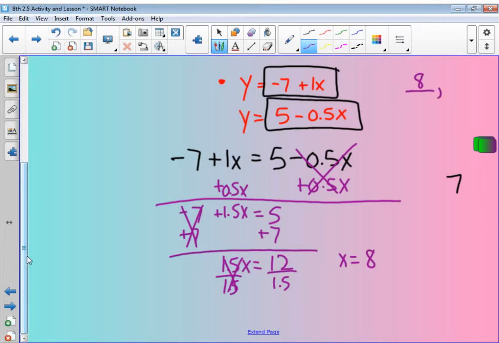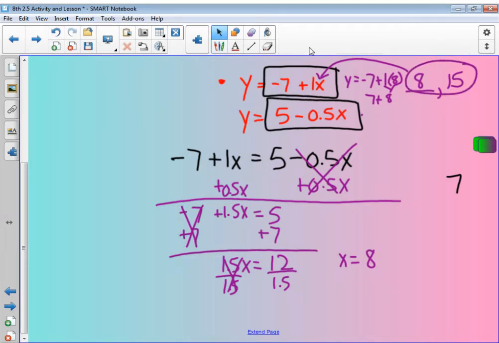So the final step is to substitute in. Now, if you don't like decimals, I wouldn't substitute into this equation. So I'm going to substitute into this one. So I have y equals -7 plus 1 times 8. So ultimately that becomes an 8. -7 plus 8 gives me 1 for my y. My solution is 8 comma 1. Okay, so that's it for this lesson.